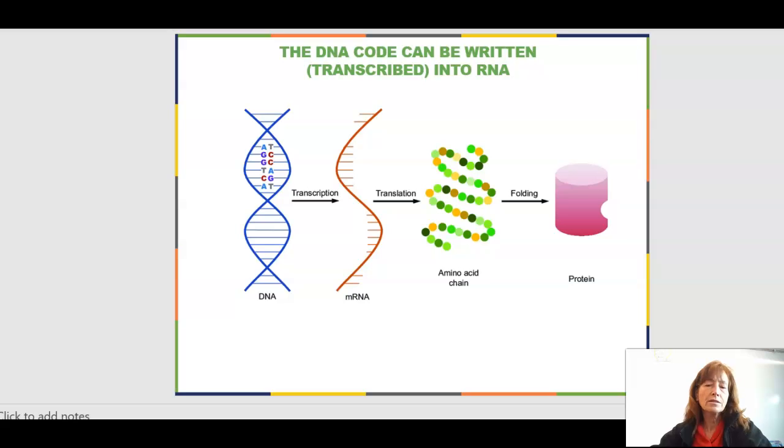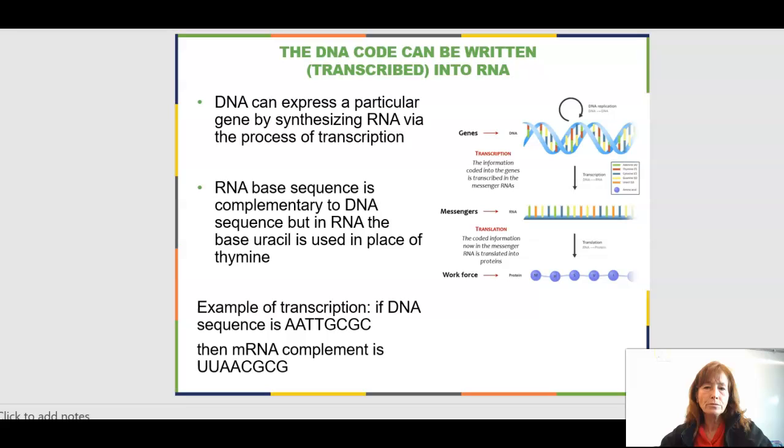So again, the code is in the DNA. It's going to get transcribed into a single strand of mRNA. It's going to then go to a ribosome where it's going to form this primary structure through linking amino acids by peptide bonds, and then it continues to fold until it becomes a functional protein. So lots of ways to look at that.